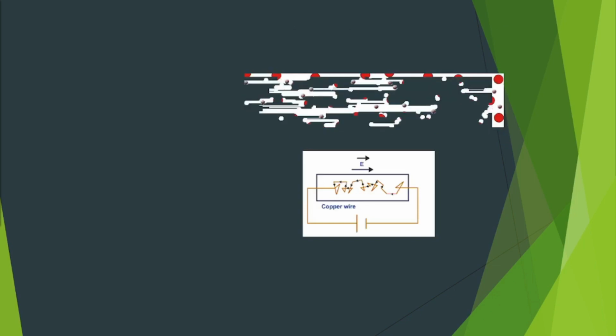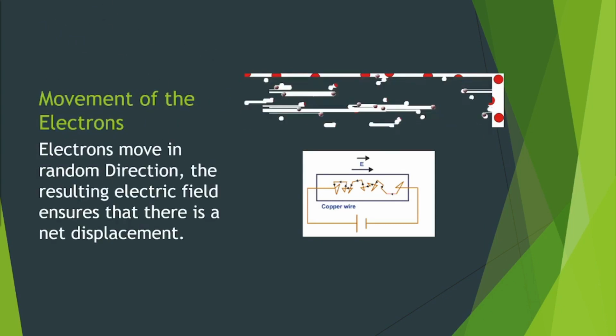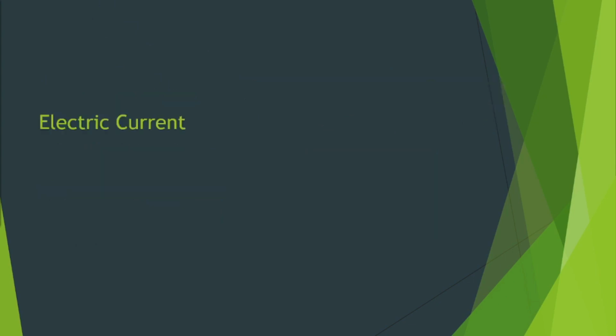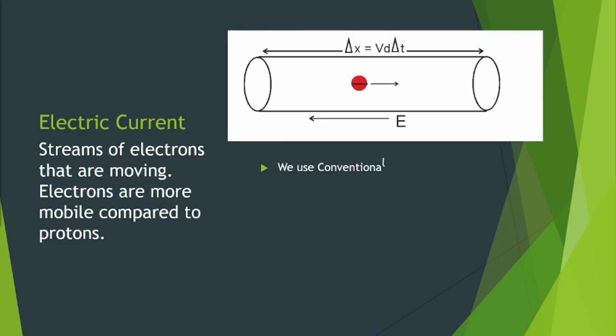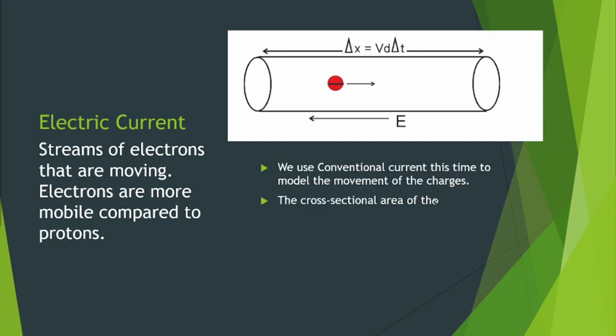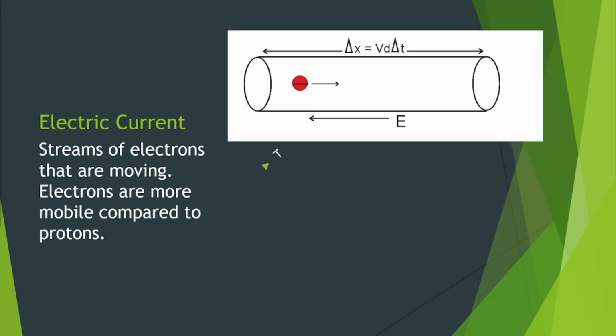We can now discuss the movement of the electrons. Electrons move in random directions. The resulting electric field ensures that there is a net displacement. As we can see in this diagram, the length of this conductor is delta x, which is equal to the drift velocity of the electron and the change in time delta t. The total number of electrons in this conductor is related to its concentration per unit volume. Volume of this conductor V is equal to area A times the drift velocity times delta t. We can see that the total number of electrons inside the conductor at any given time is equal to Q, which is equal to N times V.